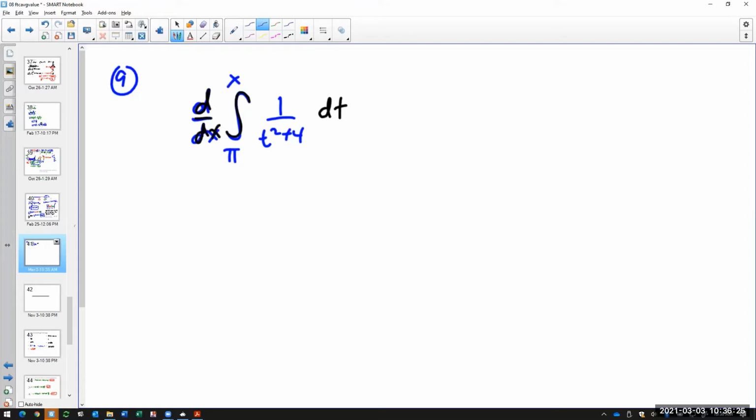What is the first fundamental theorem of calculus? You take the derivative of the top. What's the derivative of X? 1. Okay, there's no more derivatives. Then you plug it in. So wherever there's a t, you plug it in.